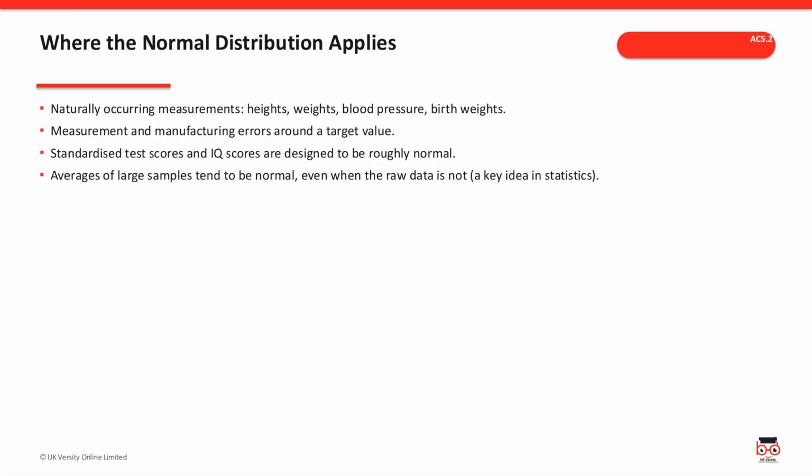The normal distribution crops up almost everywhere. Naturally occurring measurements, heights, weights, blood pressure, birth weights, all tend to follow it. So do measurement and manufacturing errors scattered around a target value. Standardized test scores and IQ scores are deliberately designed to be roughly normal. And here's a deep one. Averages of large samples tend to be normal even when the underlying data isn't, which is one of the most important ideas in all of statistics.